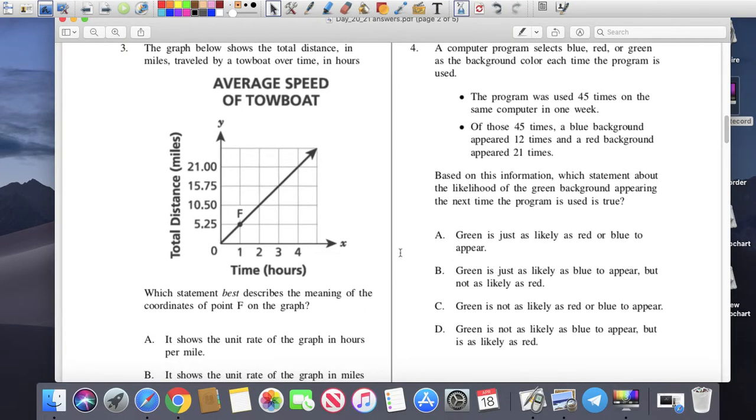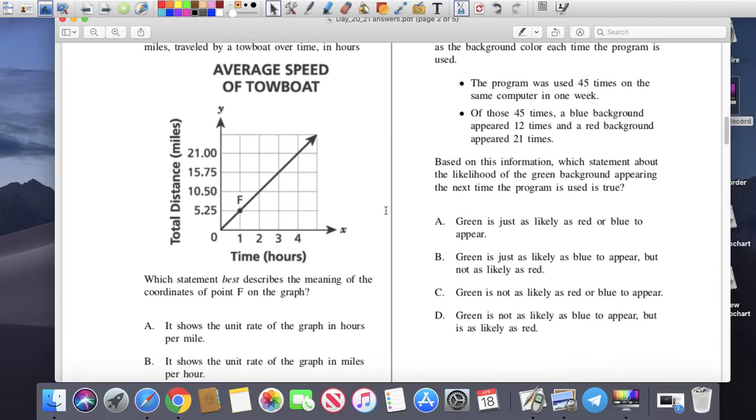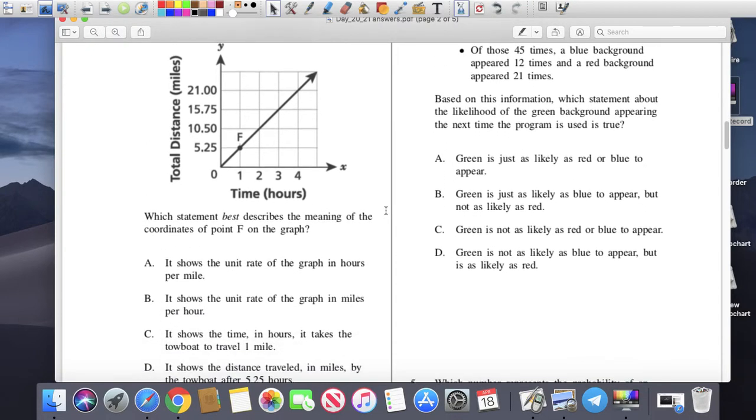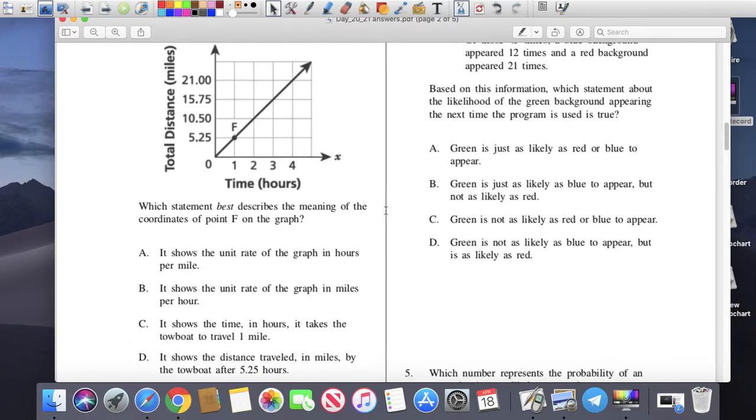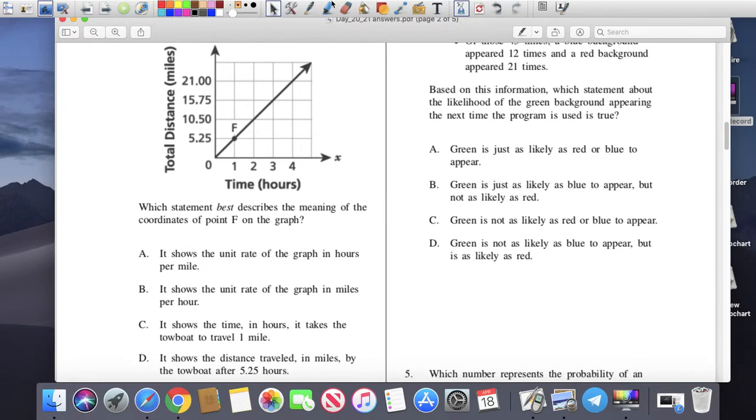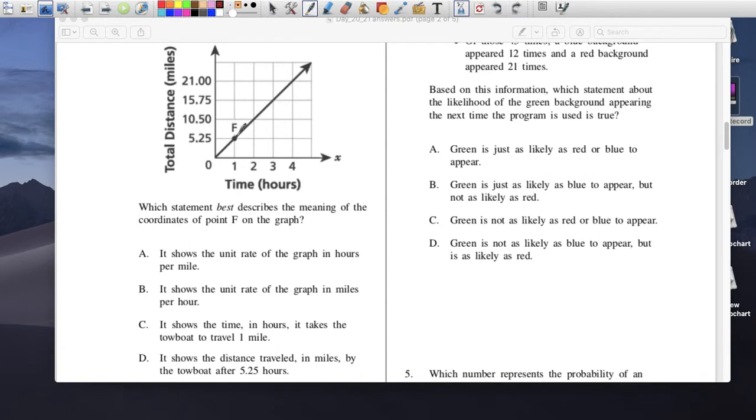Uh-oh, I don't like when they can't see the whole thing. So number 3, the graph below shows the total distance in miles traveled by a towboat over time in hours. So we're looking at that. Which statement best describes the meaning of the coordinate f? Coordinate f is here. Well, it says, I'm going to write it as a fraction, that the total distance was 5.25 miles in 1 hour. So that's our unit rate, right?